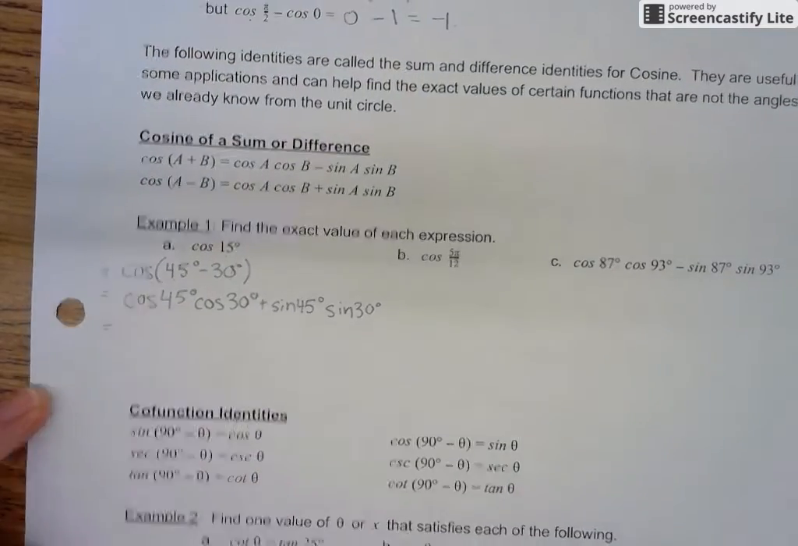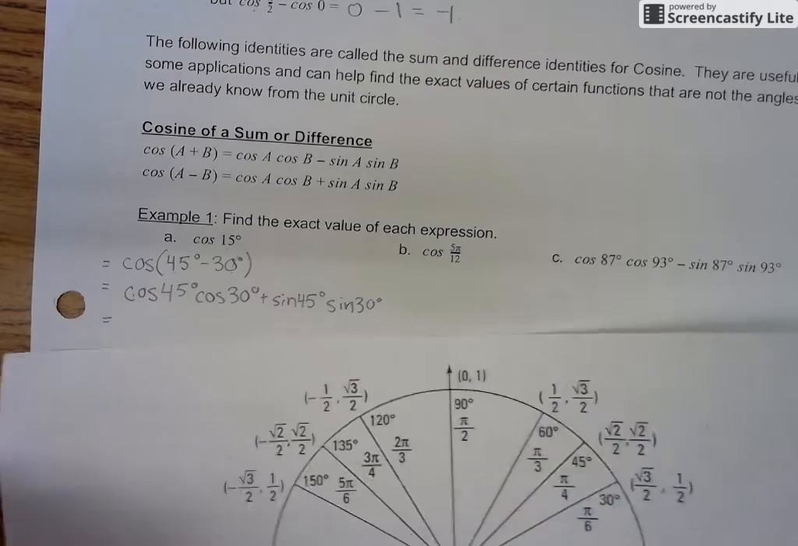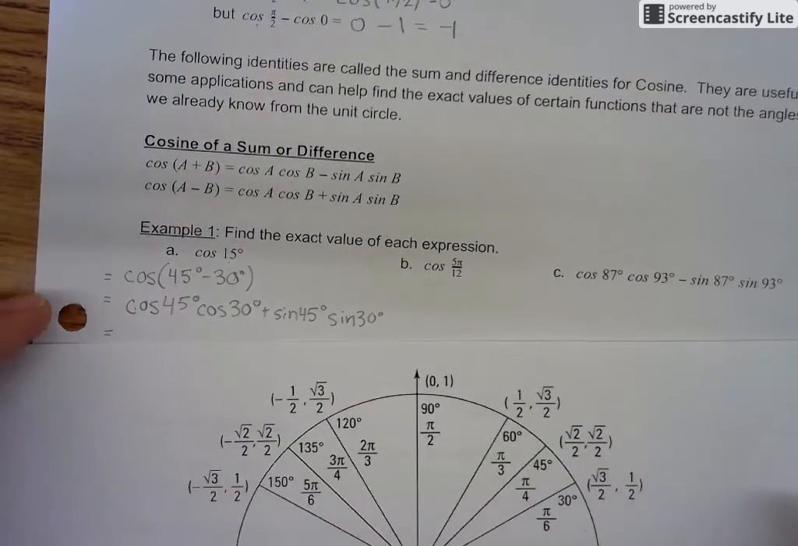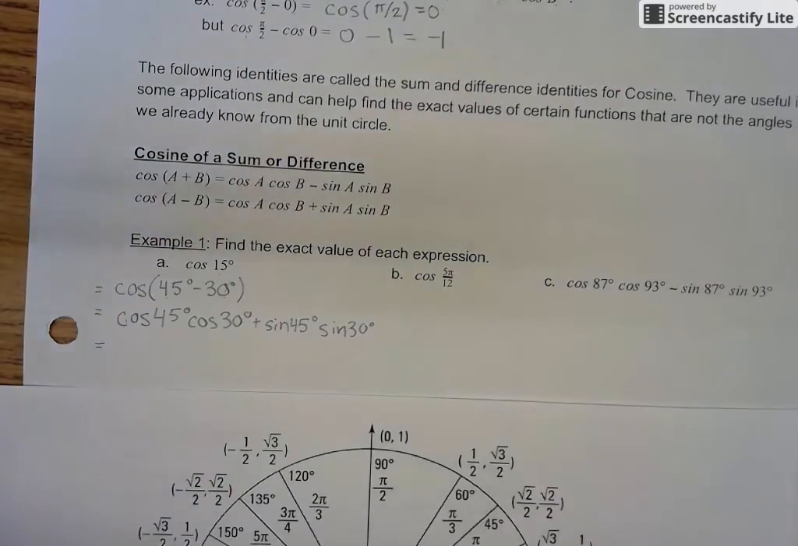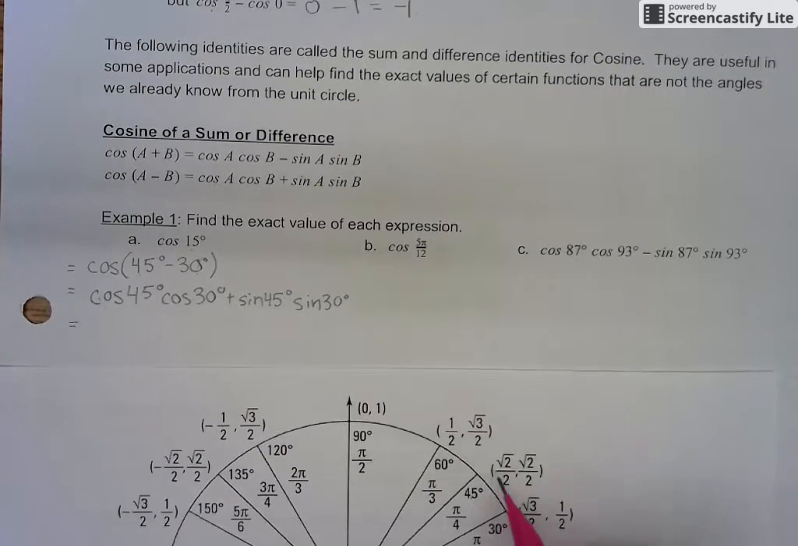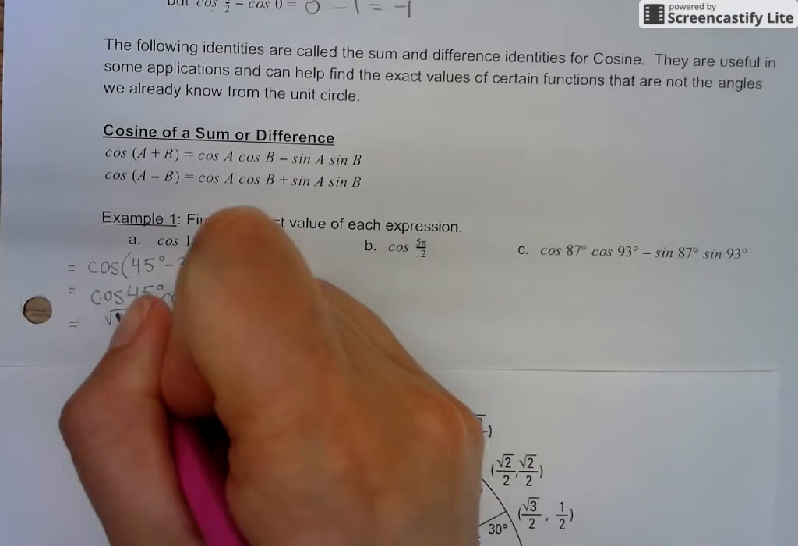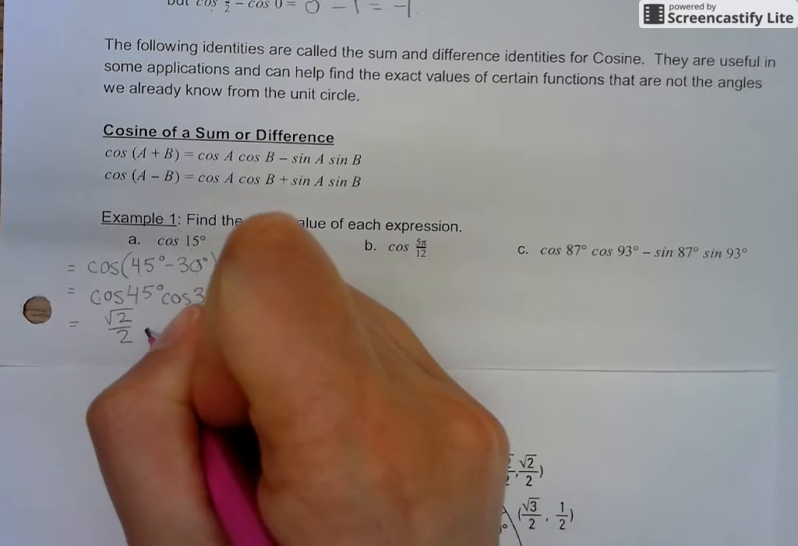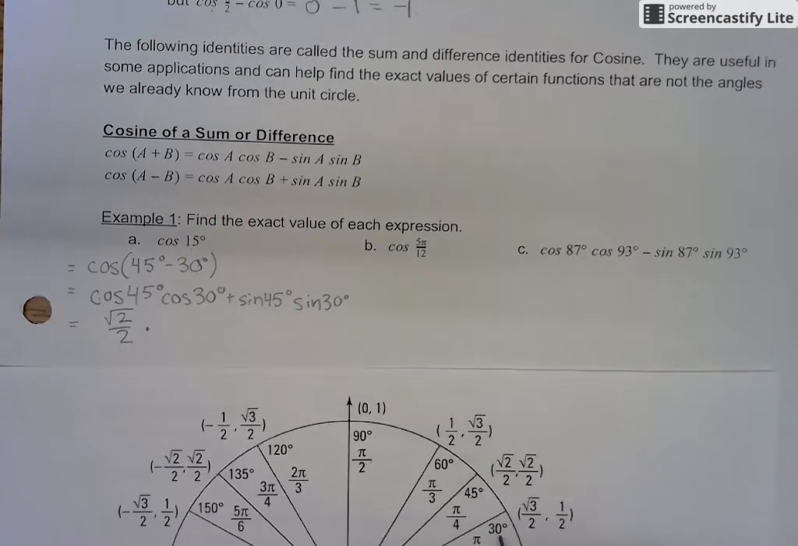At this point, I can refer to my unit circle again, that first quadrant, and I can see that the cosine of 45 degrees, right here, is root 2 over 2. So the cosine of 45 degrees is root 2 over 2. The cosine of 30 degrees is root 3 over 2.